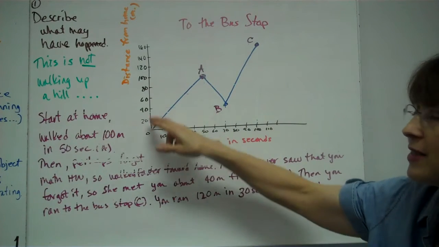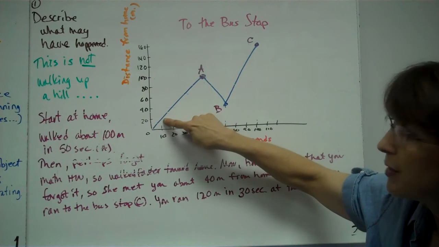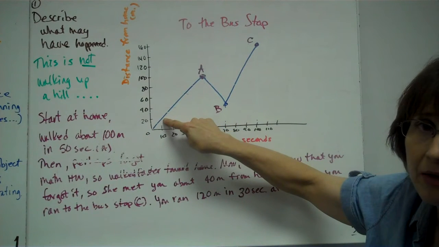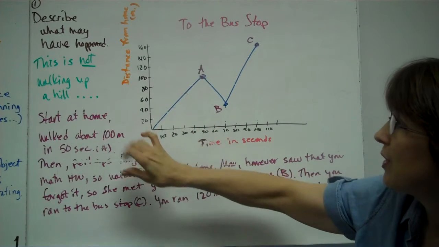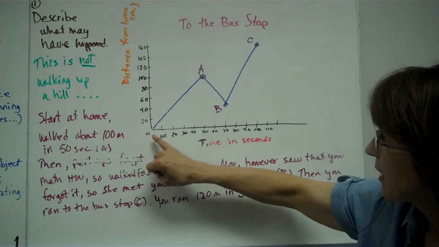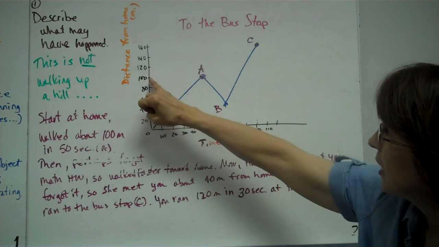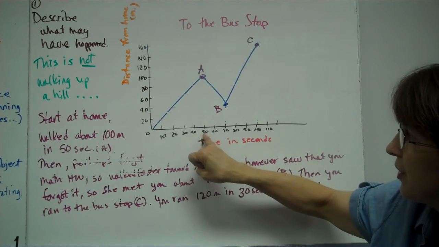Remember, this is time, and this is distance away from home. Okay, so in 10 seconds, you're about 20 meters away from home. Whether it's a hill, downhill, uphill, flat, doesn't matter. There's no way we'd know offhand. So always start where you start. You start at 0, 0. You start at home. You walked about 100 meters in about 50 seconds. Okay, that's one thing you can kind of notice.